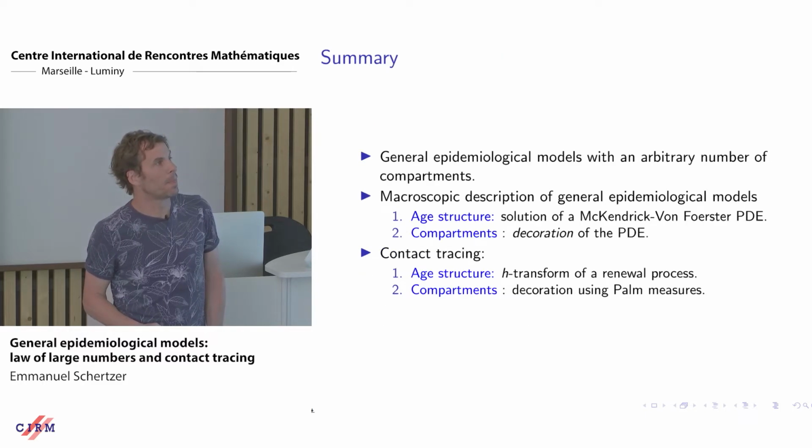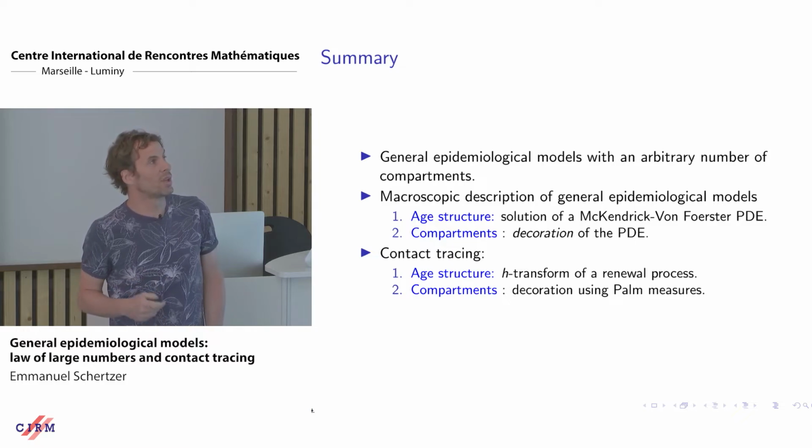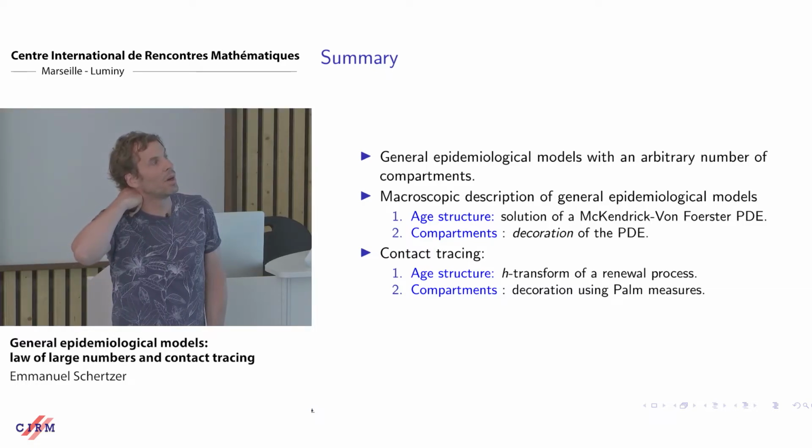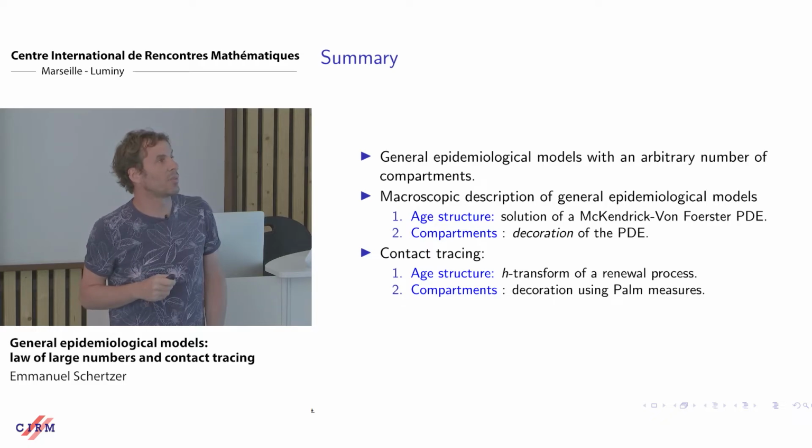Just to summarize what I told you, we introduced, or reintroduced, a general epidemiological model with an arbitrary number of compartments. And this is quite flexible for inference. This is something that I didn't have time to show in the second part, but I think this is really tailored to make some nice inference procedures.